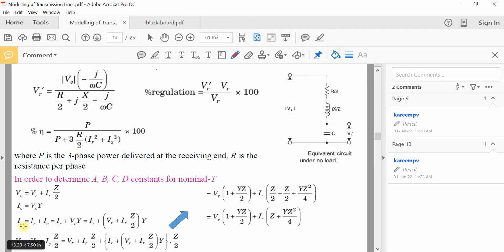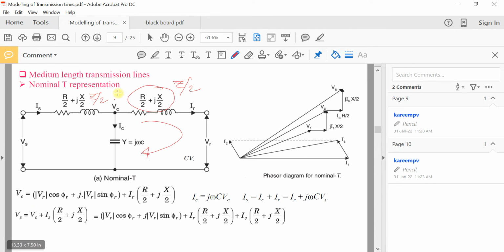And you can see that Is is equal to IR plus IC, because if you apply Kirchhoff's current law at this point, Is, which is the current flowing into the network, is equal to the algebraic sum of the currents flowing out of the node. Here Is is flowing into the node, and IC and IR are flowing out of the node. So if you apply Kirchhoff's current law at this point, Is will be equal to IR plus IC. That is the formula we have written here.